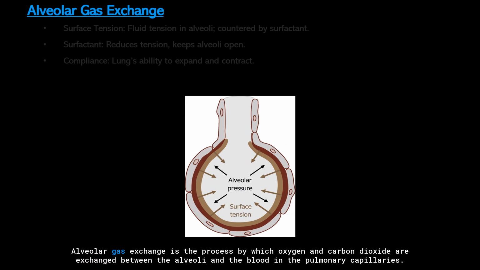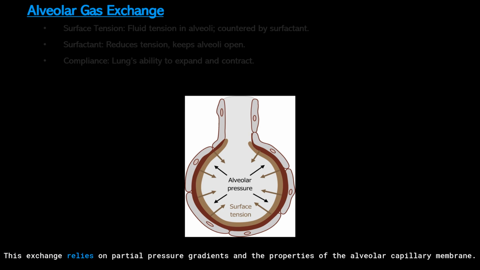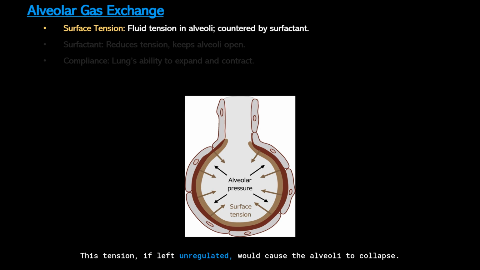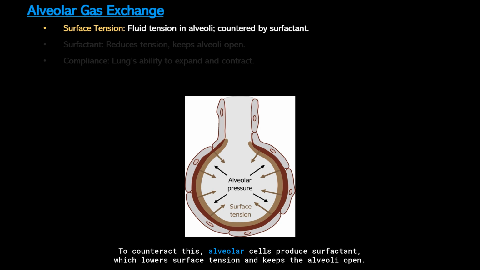Alveolar gas exchange is the process by which oxygen and carbon dioxide are exchanged between the alveoli and the blood in the pulmonary capillaries. This exchange relies on partial pressure gradients and the properties of the alveolar capillary membrane. Surface tension within the alveoli is created by the thin layer of fluid lining the alveolar walls. This tension, if left unregulated, would cause the alveoli to collapse. To counteract this, alveolar cells produce surfactant, which lowers surface tension and keeps the alveoli open.